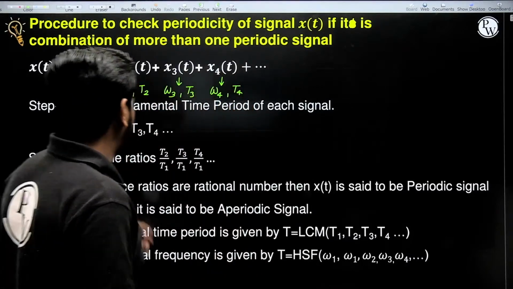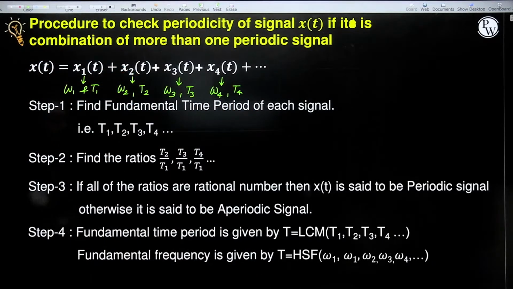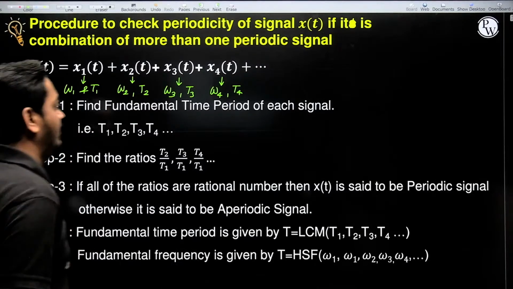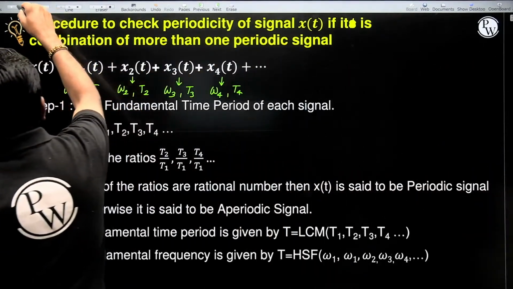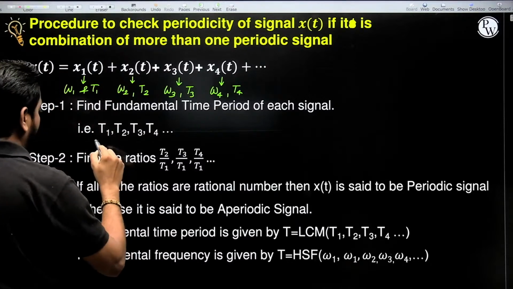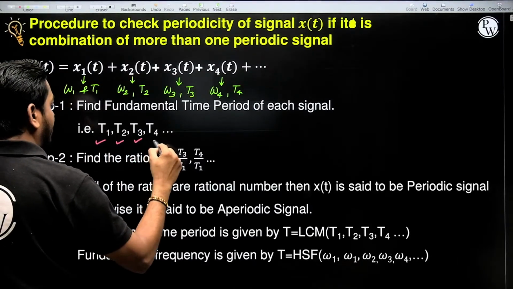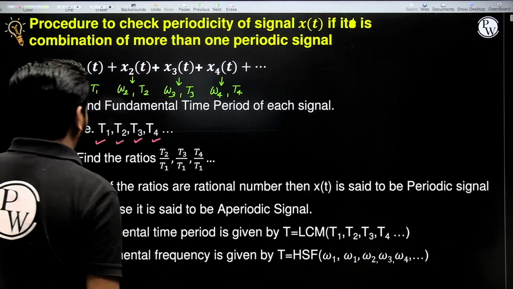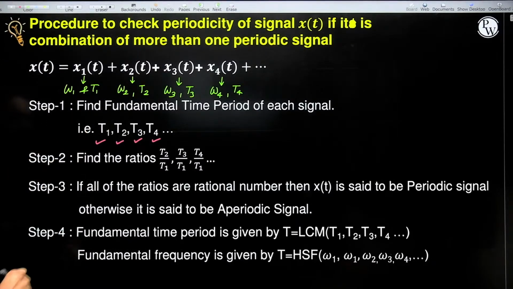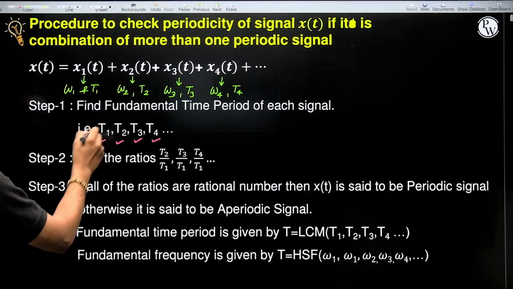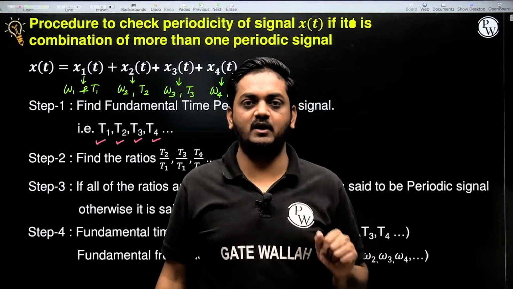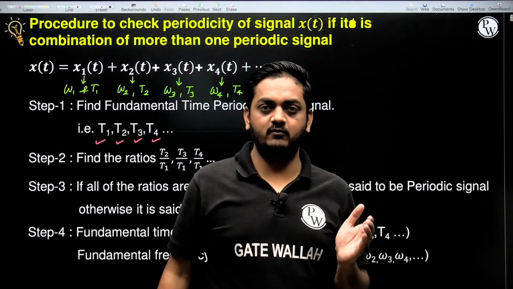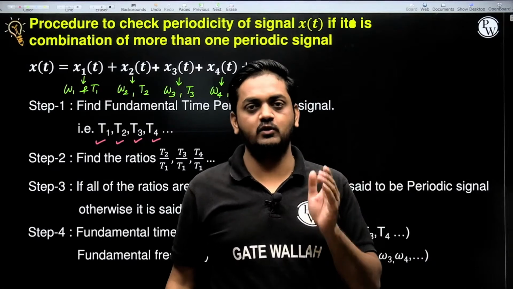So the resultant signal x of t will be periodic or not. How to check? Step number 1: find the fundamental time period of each signal, that is T1, T2, T3, T4 and so on. The next step is to find the ratios T2 by T1, T3 by T1, T4 by T1. That means you have to find the ratio of any two fundamental time periods, like T2 by T1, T3 by T1, T4 by T1, or you can say T1 by T2, T1 by T3, T1 by T4 and so on.